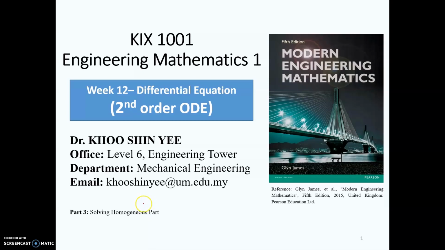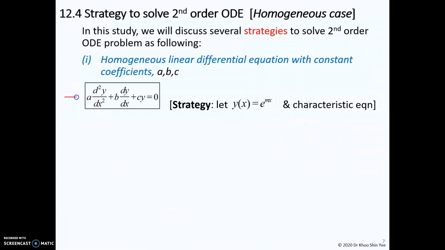Hi, in this video, we will learn how to solve the homogeneous part for the second order ODE in order to find the complementary solution. In this example, we have a second order ODE where A, B, C are given constants. So the right hand side here is equal to 0. Therefore, we know that this is a homogeneous ODE.